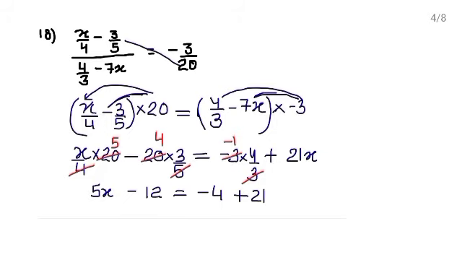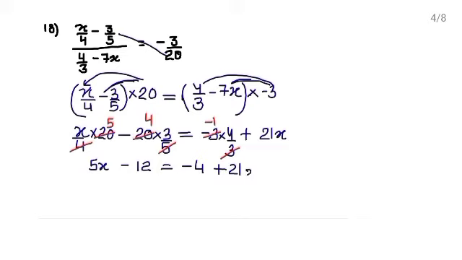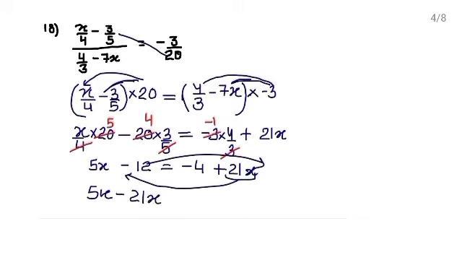21. This is 21x. Now move the terms having variable to the left and constant to the right. So this becomes 5x minus 21x is equals to, on right hand side we have -4. Now after moving to the right hand side -12 will become +12.